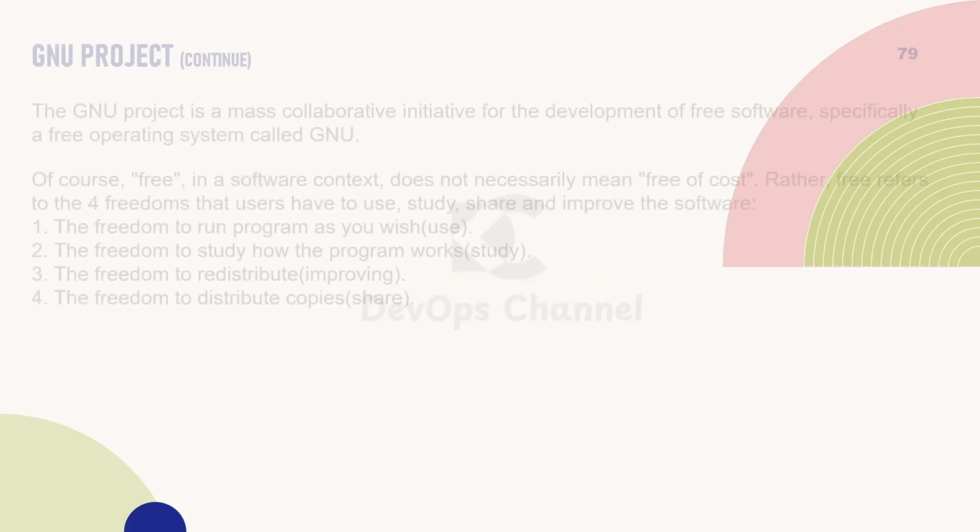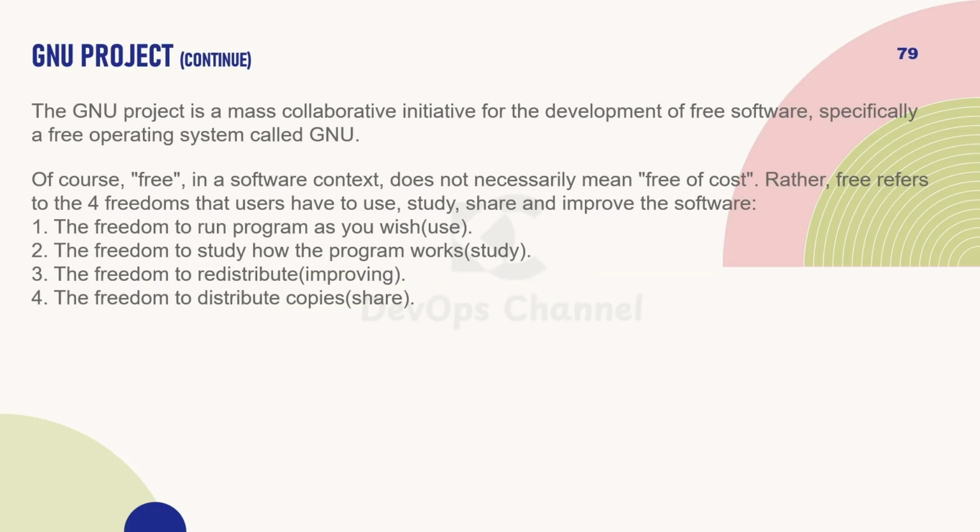Okay. Basically the GNU project is a mass collaborative initiative for the development of free software. This free operating system was called GNU. The GNU OS was designed as a complete OS, meaning not only an OS, but an OS with compilers, text editors, text formatters, and other components, meaning other utilities.